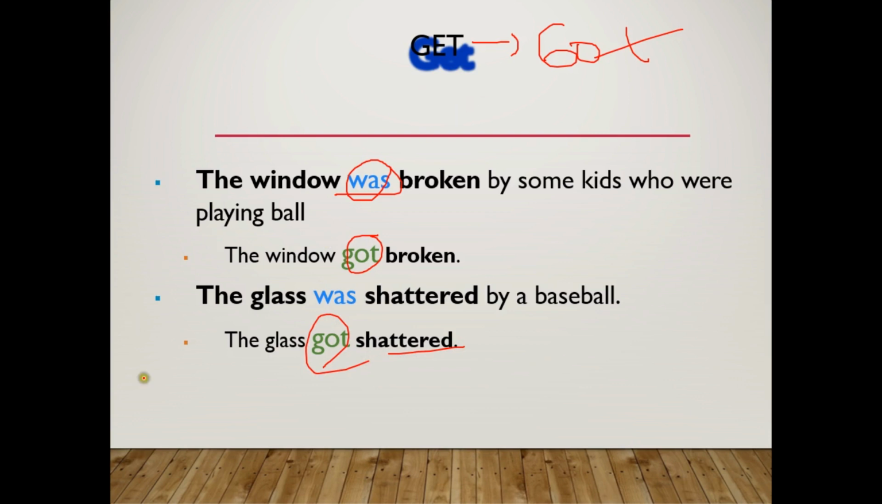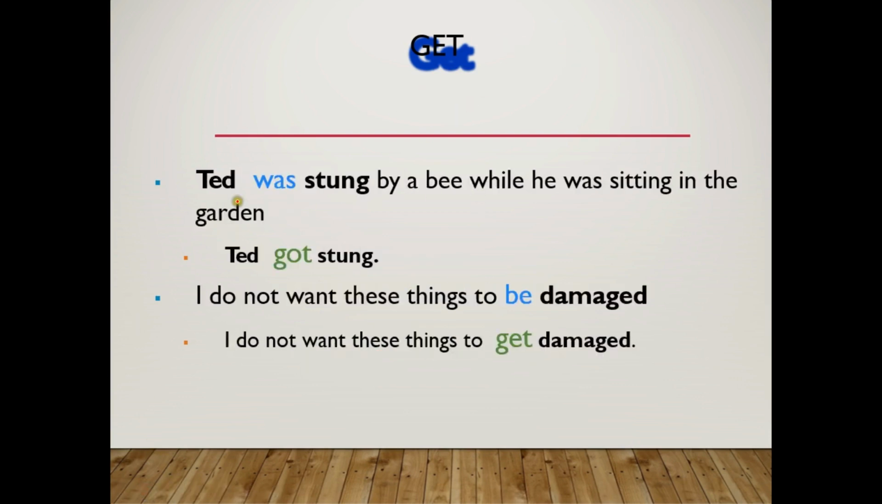This is another thing. Next. Ted was stung by a bee while he was sitting in the garden. Was stung. Okay? You change was to got. I don't want these things to be damaged. Be. Why is this get? Because this is present tense. Yeah, this is past tense, you have to use past tense got. Okay?